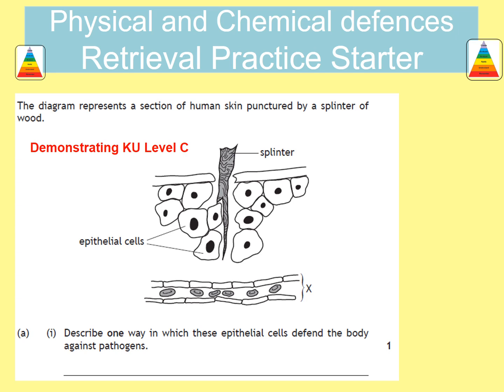Here we have an assessment standard question based on the last teaching PowerPoint, where we were looking at physical and chemical secretions. The diagram represents a section of human skin punctured by a splinter of wood. You have to describe one way in which these epithelial cells defend the body against pathogens.